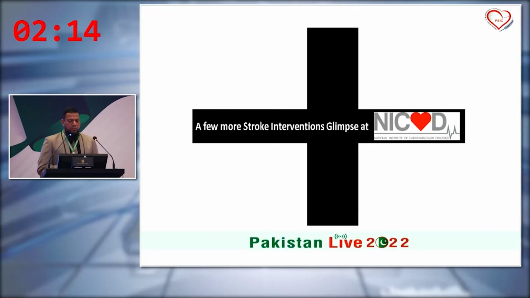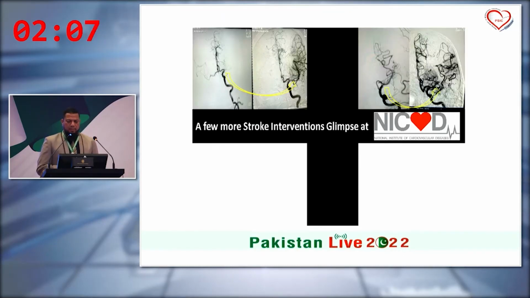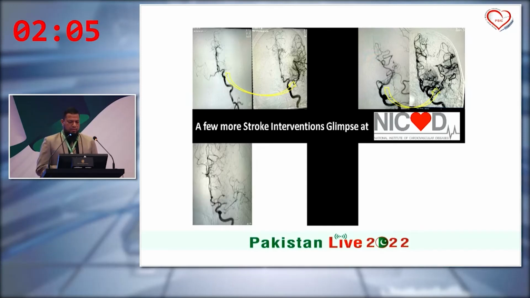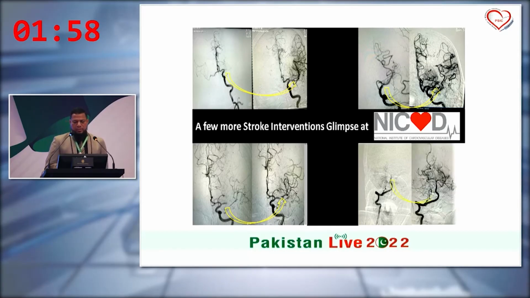And a few more stroke intervention clips that we performed at NICVD. So again, MCA, which is opened nicely. Another one, again MCA, again MCA. And the last one that we did, out of over 40 cases, the posterior circulation one.